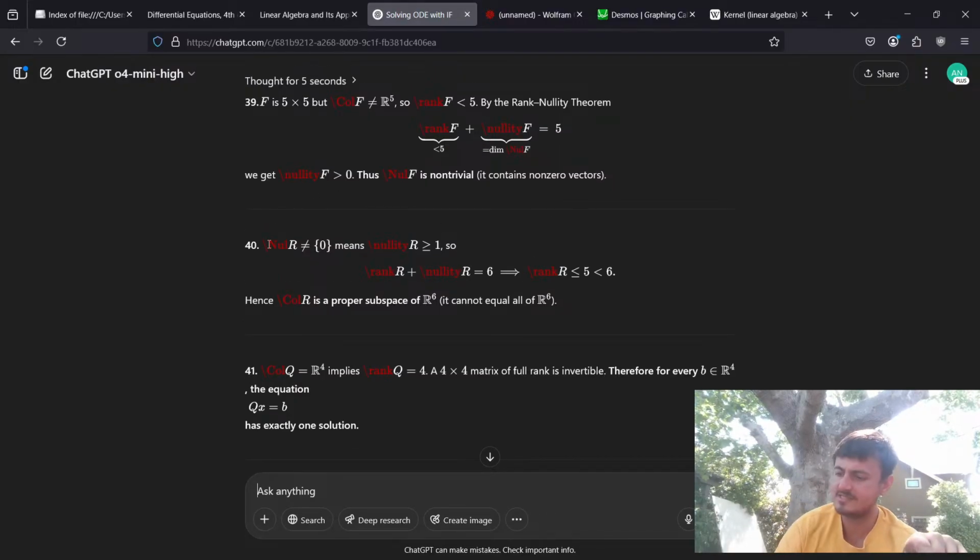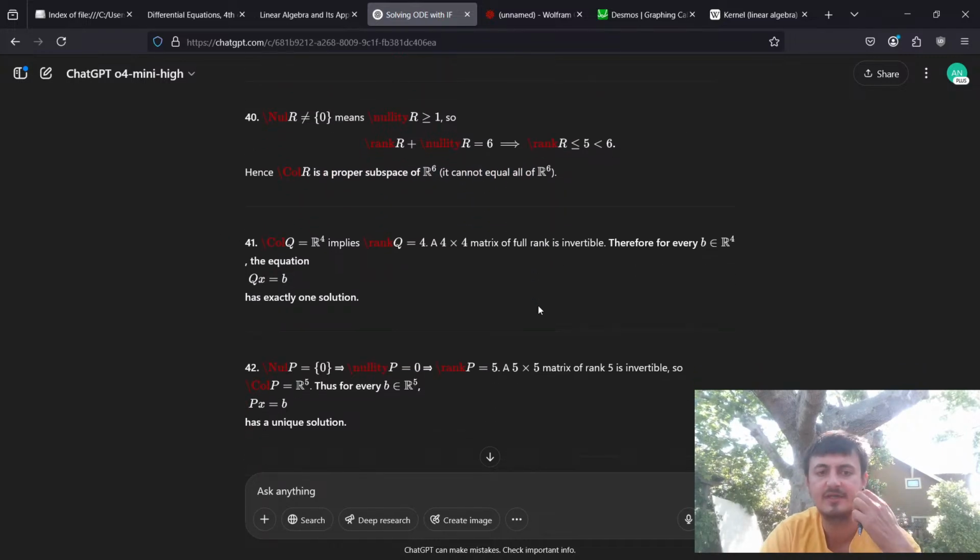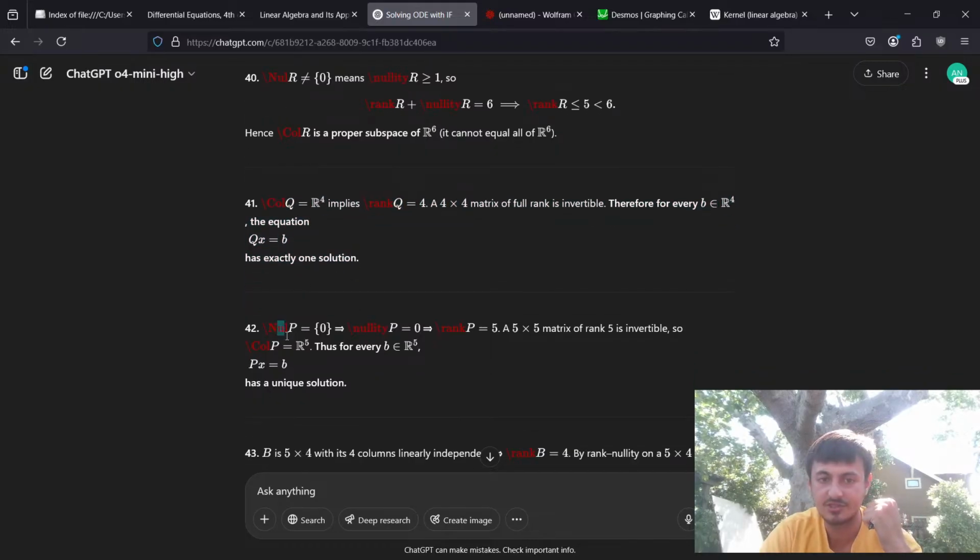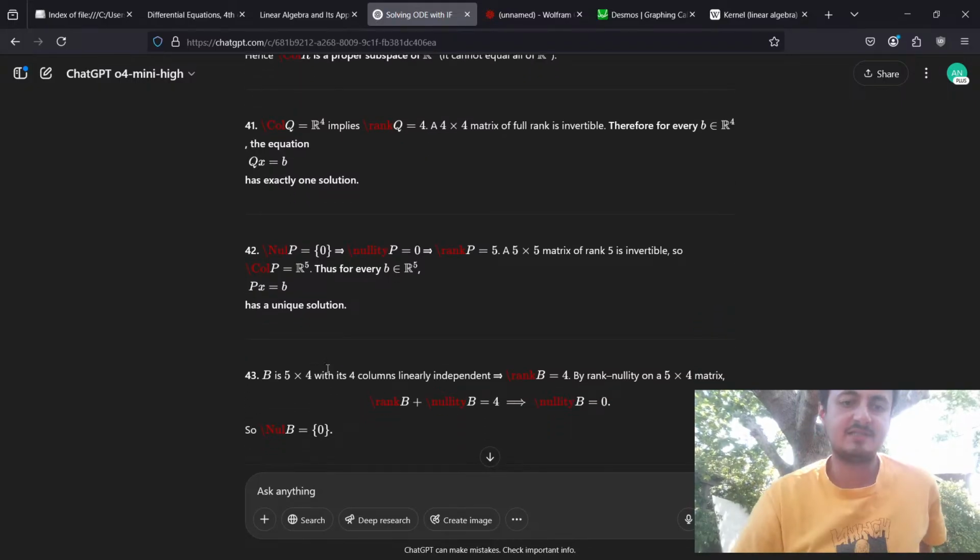Okay, 40 is, it doesn't span R6. It is a proper subspace. Perfect. Okay, they exist and are unique. For every b, there's exactly one. Perfect. That's exactly what I said. 42. If it's invertible, then we have a unique solution, the exact same thing. Nice.